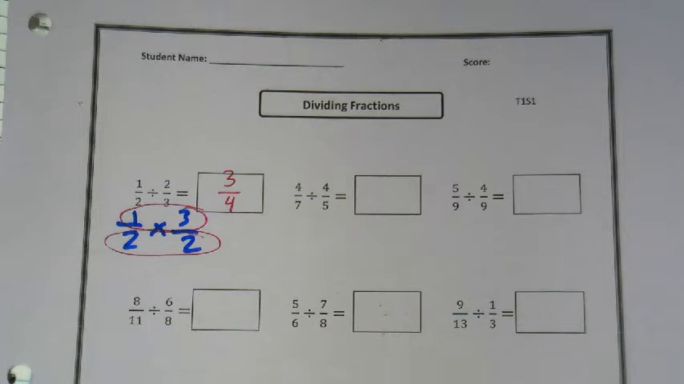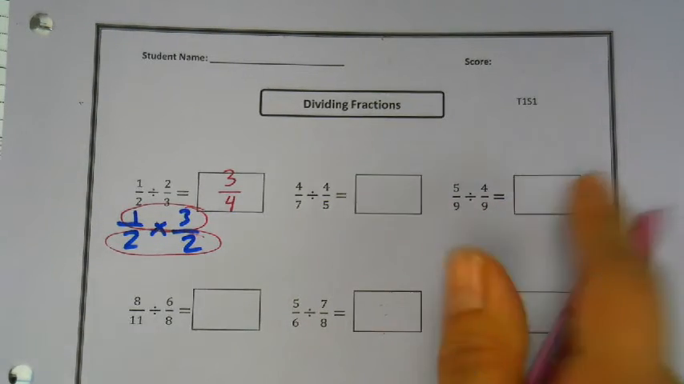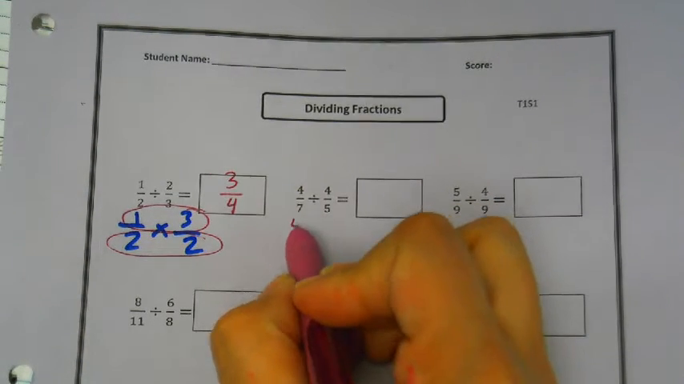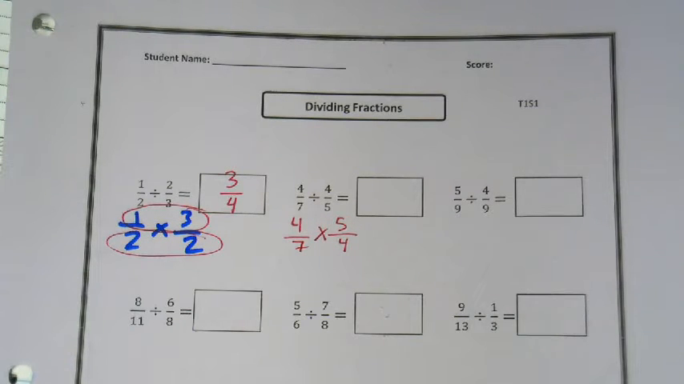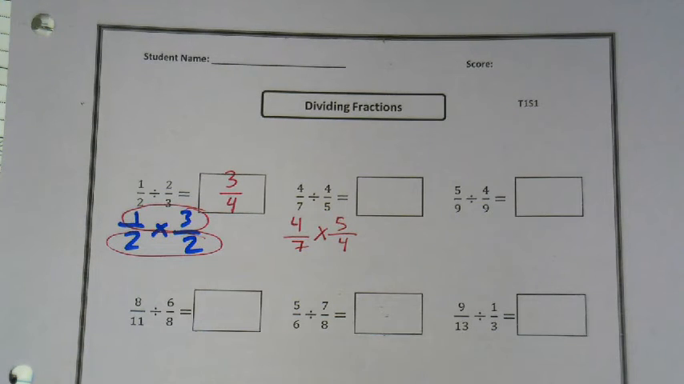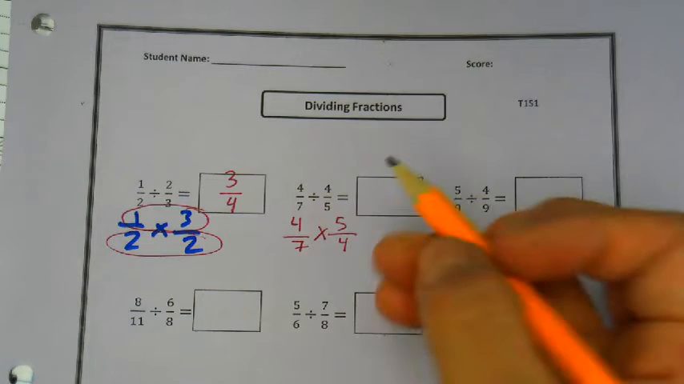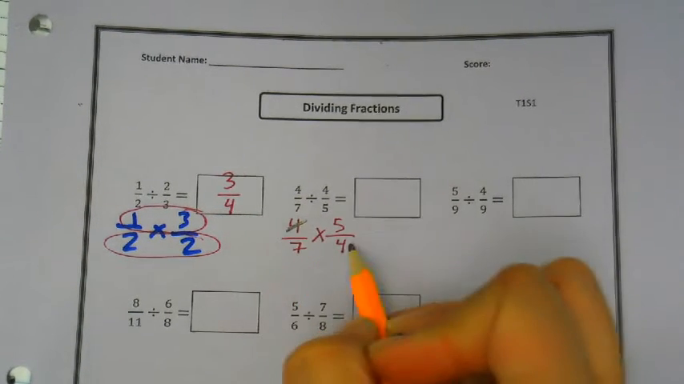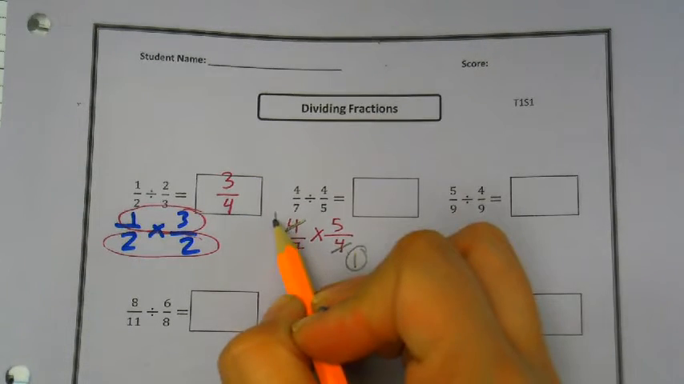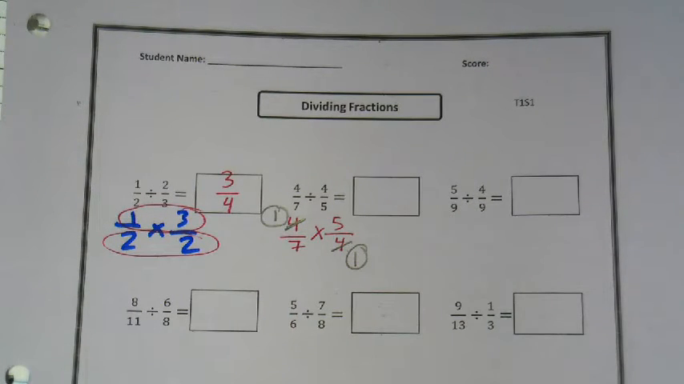All right, the second one. How do I rewrite this problem if I go across? 4/7 times 5/4. So step number 1 is to keep, change, flip. Then what do the 4s become? 1s. Oh, yeah, right. And then, what's my answer?